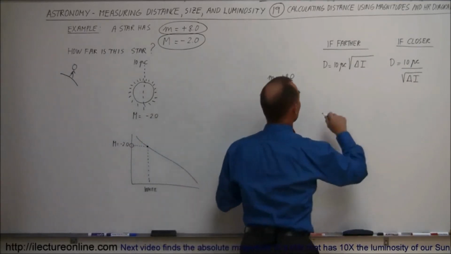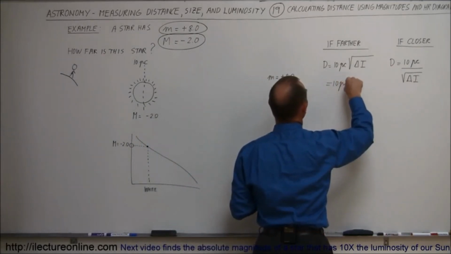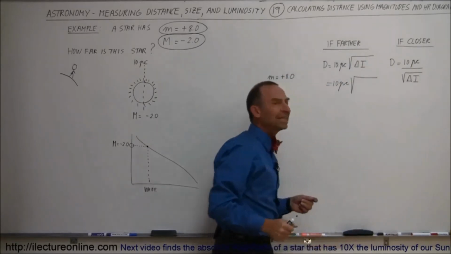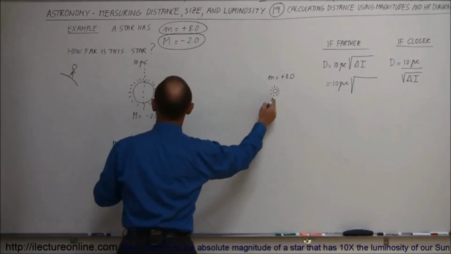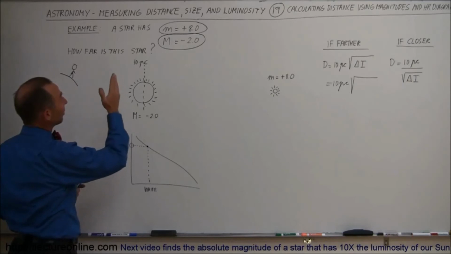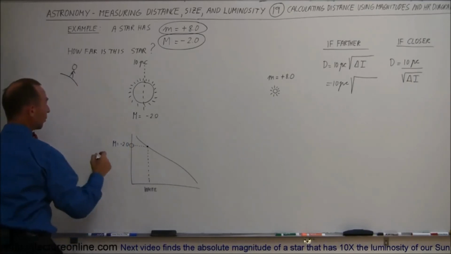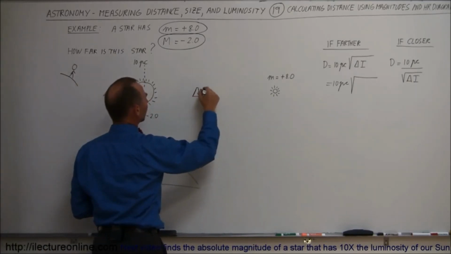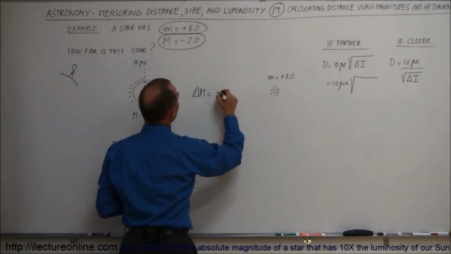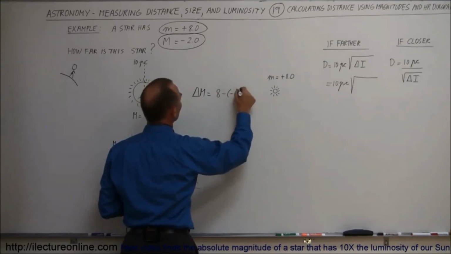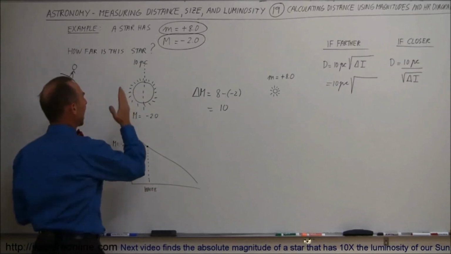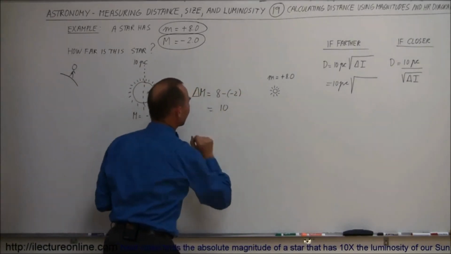And all we have to do is take the 10 parsecs and multiply it times the square root of the difference of the intensity between here and here. Wow, how do we do that? Well, first of all, we want to find the difference in the magnitudes. So the difference in the magnitudes, delta M, is equal to 8 minus -2, which is equal to 10. So the difference in magnitudes between the absolute and the apparent is 10 magnitudes.